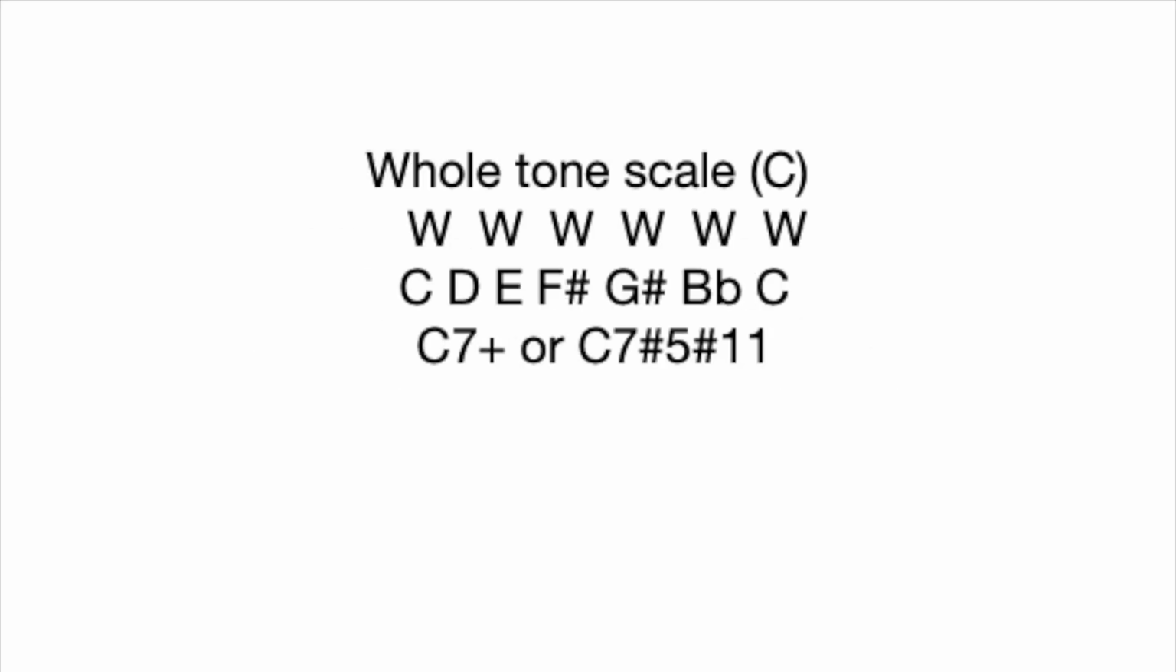The whole tone scale is very simple. It is a scale that is comprised of only whole step intervals. For example, the whole tone scale starting on C would be C, D, E, F sharp, G sharp, B flat, C. The corresponding chord would be C7 augmented or C7 sharp 5 sharp 11. Notice there are only 6 notes in the whole tone scale, making it a hexatonic scale. Because there is no key center, the scale has a floating and ambiguous quality.